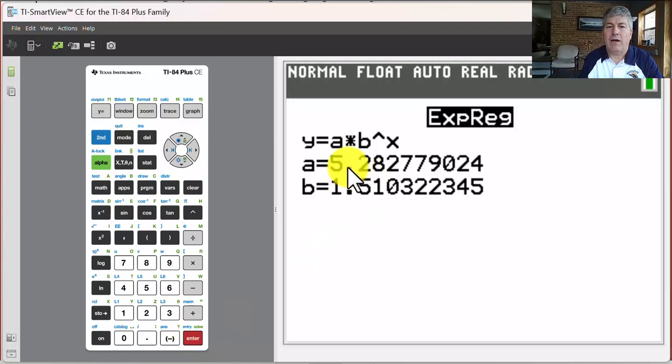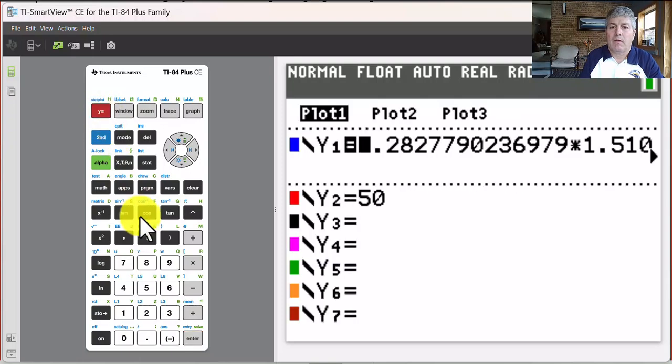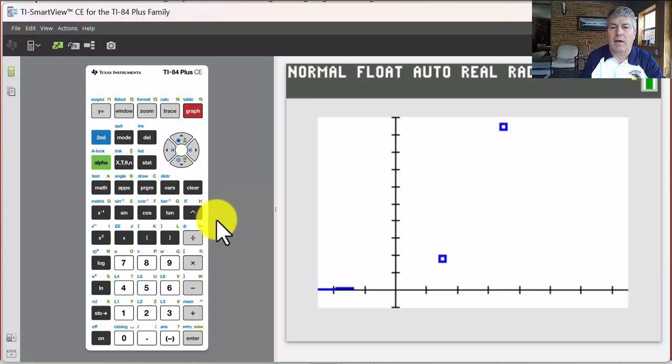So my a value is 5.2828, and my b value is 1.51. It's stored in y1, and if I graph, it goes right through my data points, and there is my exponential regression.